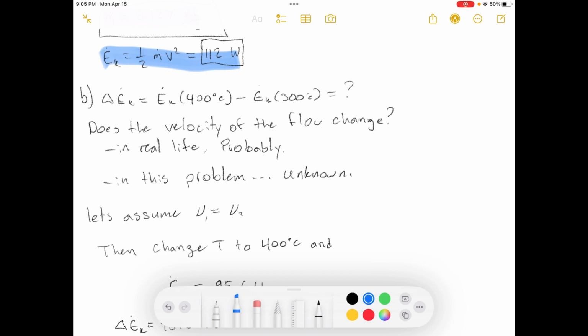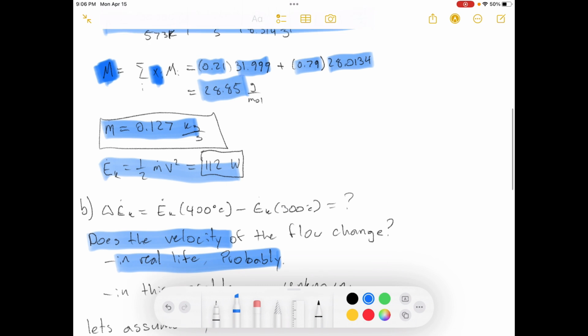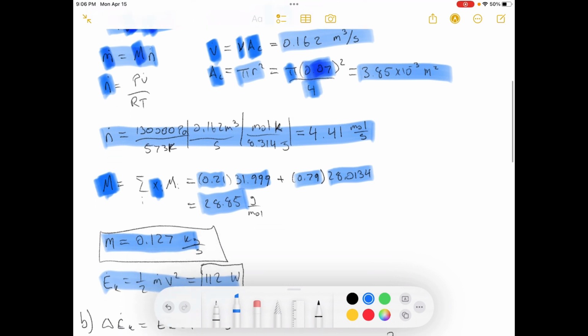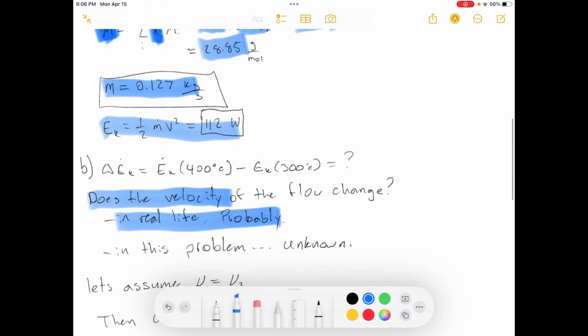So this doesn't change. They didn't specify something else, right? So the question is, does the velocity change? In real life, it probably does change. If you don't change the pressure and you're heating it up, the gas is going to expand. I'm not sure if you're pumping the gas, so I don't know exactly how fast this thing is flowing anymore. So we can't use the velocity, which is really important to calculating the kinetic energy.